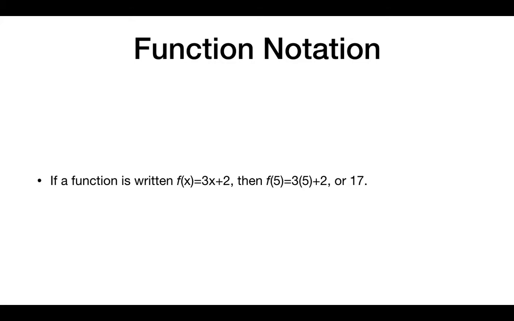All right, so now we're going to talk about function notation. If we write a function as f(x) = 3x + 2, then if I say f(5), that means that where we see the letter x, we replace it with 5. So f(5) would be 3 times 5, or 15, plus 2, which is 17.